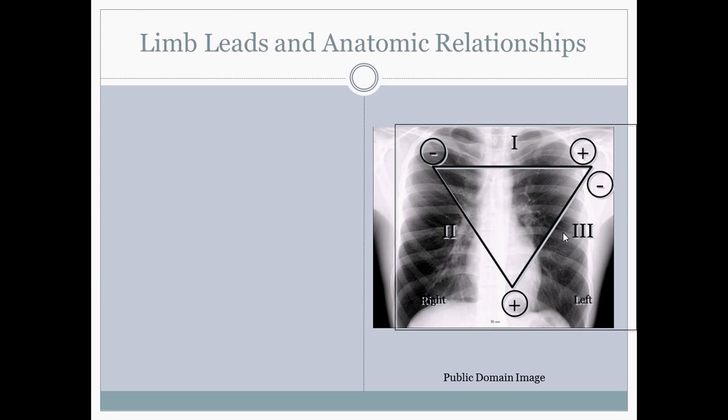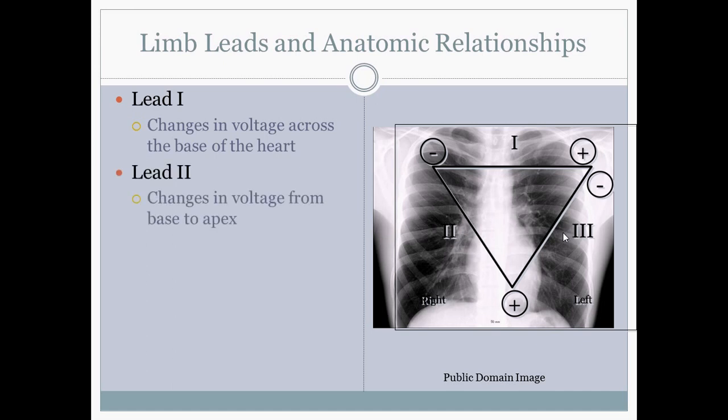Okay, so limb leads and anatomic relationships. This chest x-ray shows a good schematic of how Einthoven's triangle works. The situation that is presented here is lead 1 will show changes in voltage across the base of the heart, the top aspect, superior aspect. Lead 2 measures changes in voltage from the base to the apex. Now, from the base to the apex is also how the electrical signal travels through the heart. That's why this lead is considered the standard lead. Lead 3 shows changes in voltage across the apex of the heart, or the bottom of the heart.